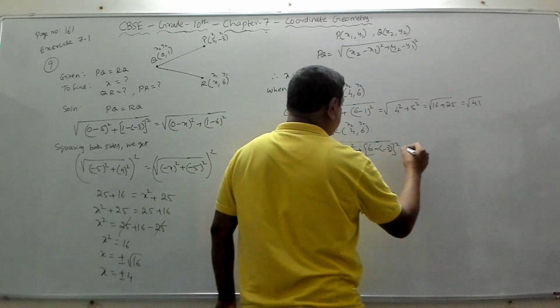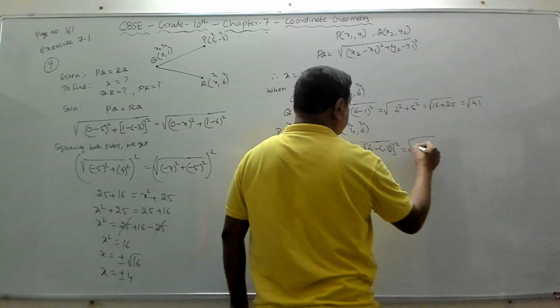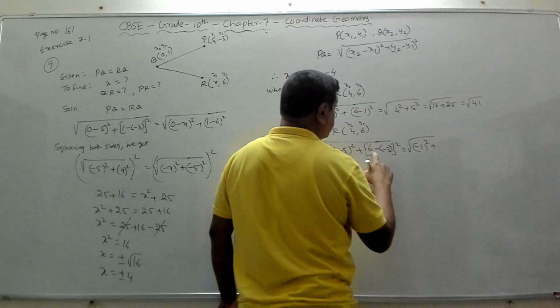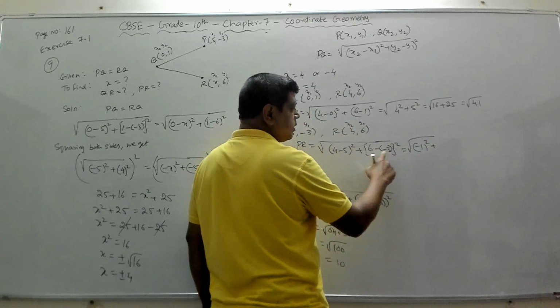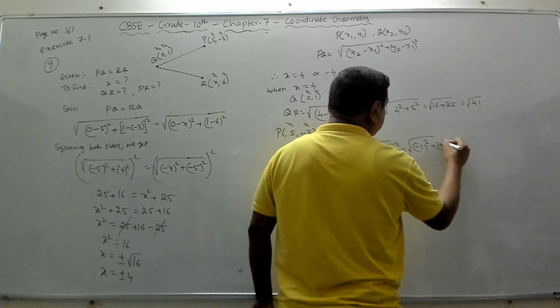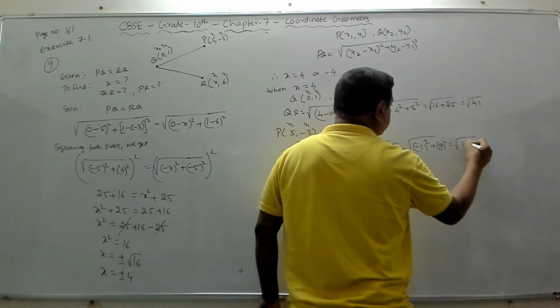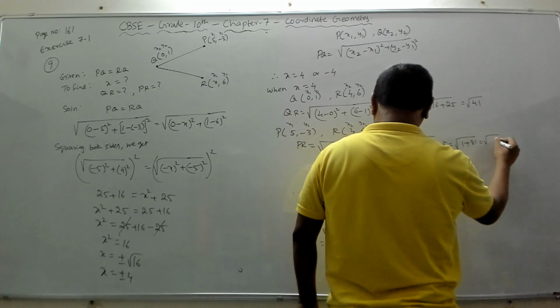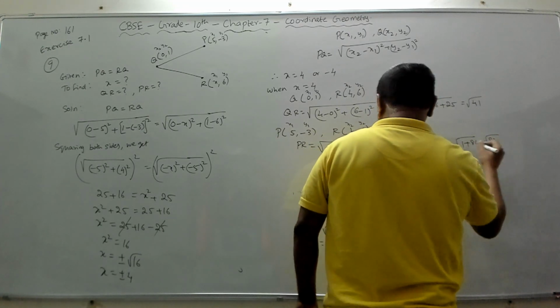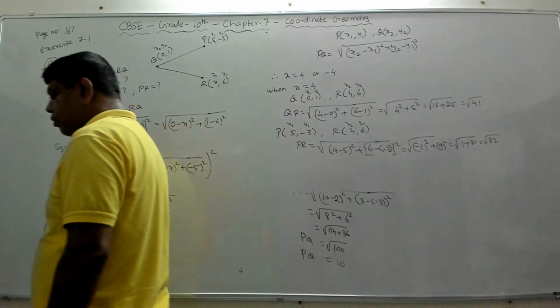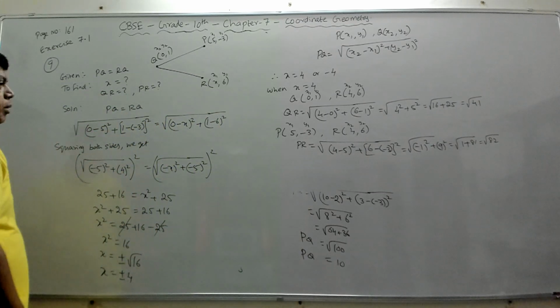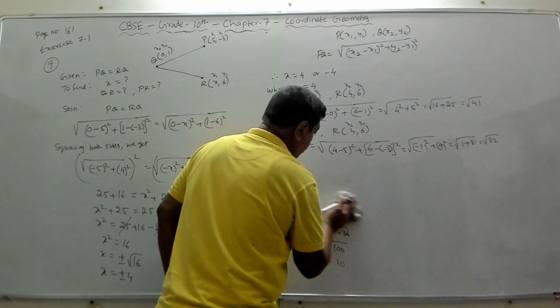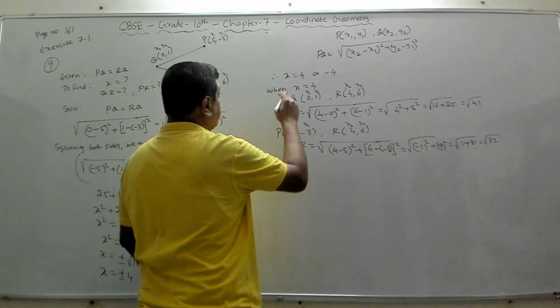So this gives you square root of -1 the whole square plus 6 plus 3. Minus and minus is plus, so 3, and 6 plus 3 is 9, the whole square. So that gives you square root of 1 plus 81, that is equal to square root of 82. That is your PR. Now the next case when x is equal to -4.